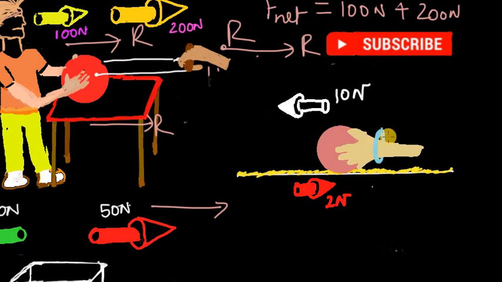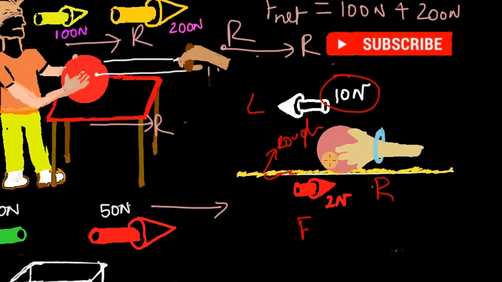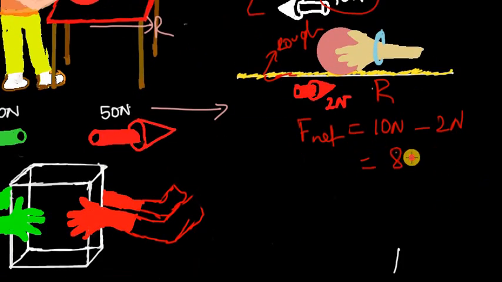Here you are pushing that ball with a force of 10 newtons towards left, and the force of friction is acting on that ball. This is a rough surface, so friction acts on that ball. So what is the total force? This friction is towards right and your force is towards left. So the net force would be the difference of these two forces. Your force is 10 newtons minus the friction's force, which is 2 newtons. So the difference is 8 newtons.